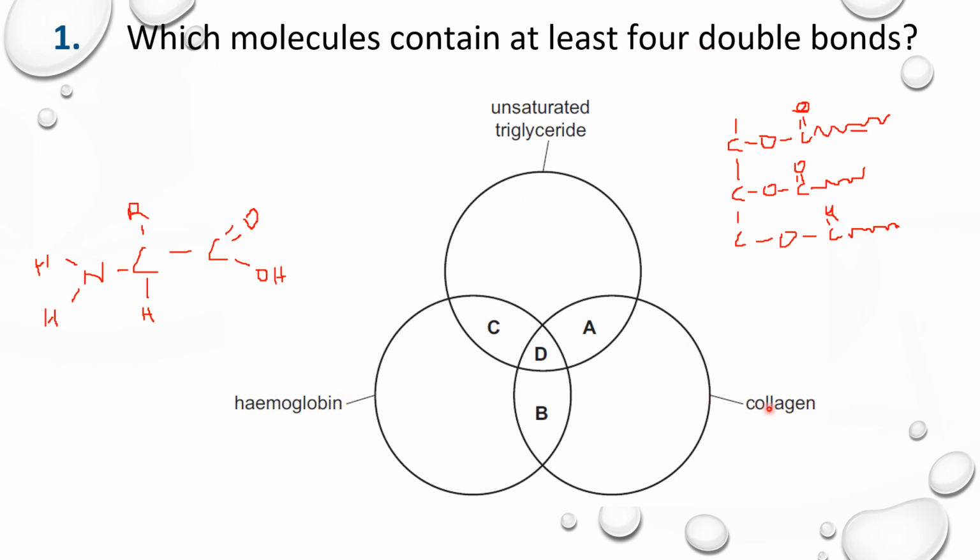The same thing with collagen. Collagen is a protein made up of amino acids, so it has 3 polypeptide chains. Each chain contains more than 4 amino acids. Do you understand? So this will contain at least 4 double bonds. This will contain at least 4, of course. This will contain at least 4. So D is the answer. All of them contain at least 4 double bonds.